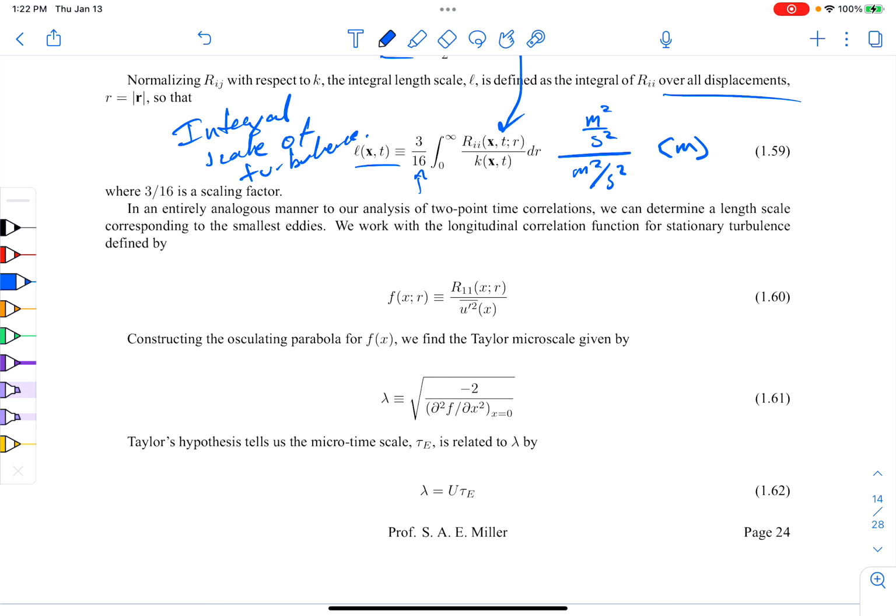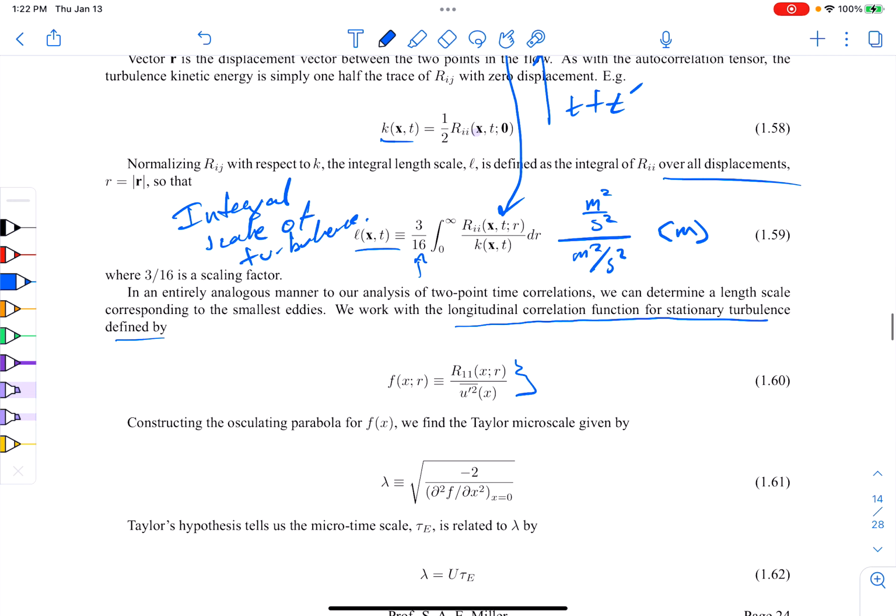There's also something called a Taylor microscale, which is an analog to the intermediate time scale. And so how about I just define F here? And this is called a longitudinal correlation function for stationary turbulence. So we define that. And it's nothing but R11, which is just the first component of RII, divided by the RMS velocity. So in this equation, we have the whole trace of the Reynolds stress tensor. In this one, we just have the 1,1 component. And so you can see the dimensions of this should, of course, be nothing really. It's dimensionless.